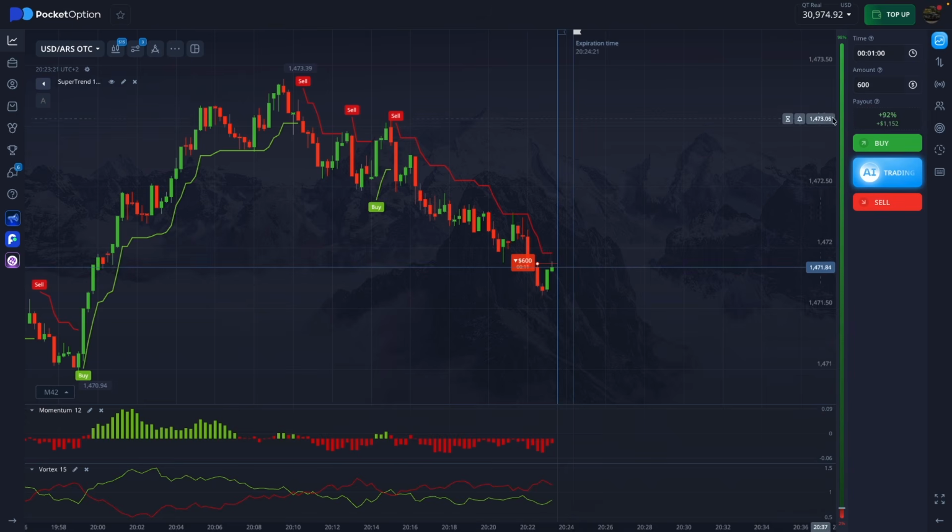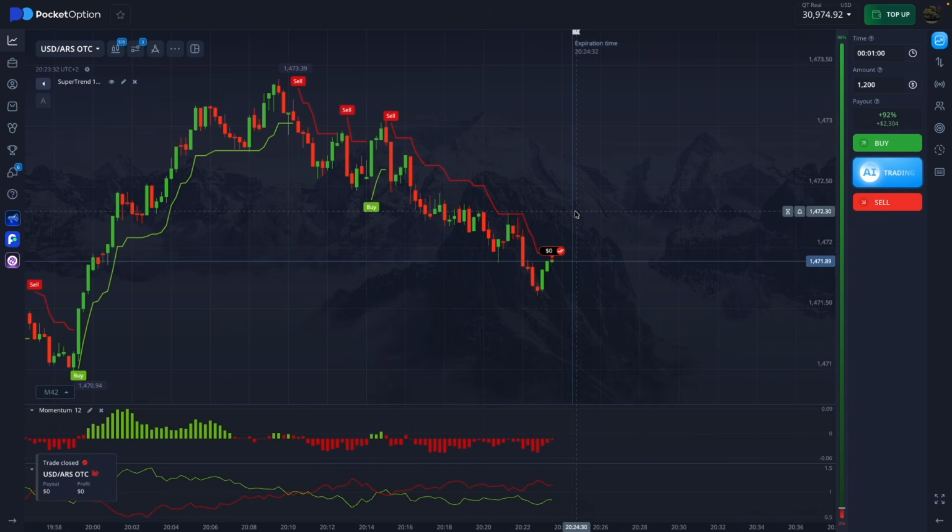If this trade ends in a loss, then I will open the next trade again with double the amount, that is, already at $1,200. And in this way, I increase the trade amount until my trade closes in profit and I recover all the losses.